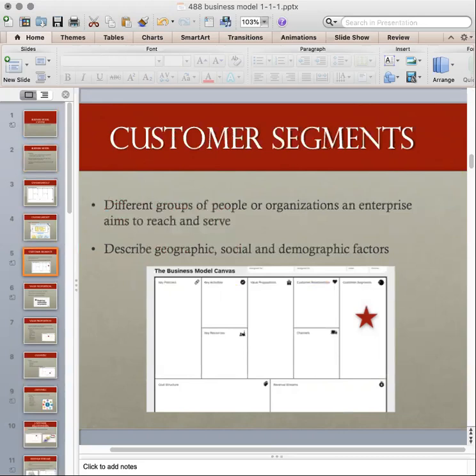An organization must make a conscious decision about which segments to serve and which to ignore. Once that decision is made, a business model can be carefully designed around a strong understanding of specific customer needs. Make sure that each segment is well described in your canvas, including geographic, social, and demographic factors where applicable.